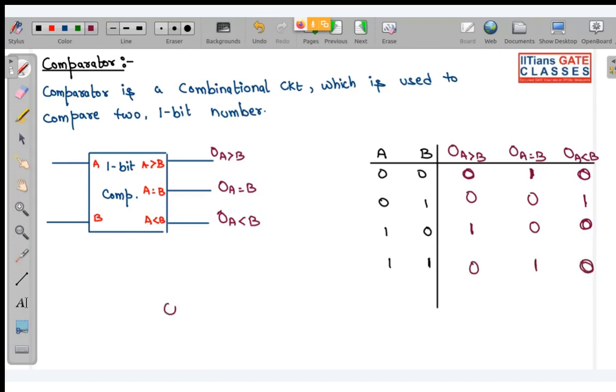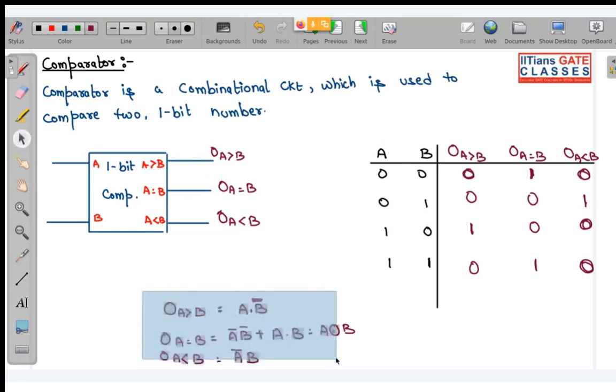Now if I want to write the output of A greater than B as a Boolean expression, that will be A B complement, because here A is 1 and B is 0. So 1 corresponds to the normal variable and 0 corresponds to the complemented one. For A equal to B, there are two combinations: when A and B are both 0, so A complement B complement, or when both are 1, so that is A dot B. This I can write as A XNOR B. And last, A less than B. We have one option, A equal to 0 and B equal to 1, so that is A complement B.